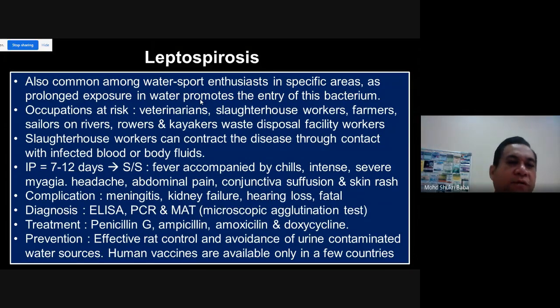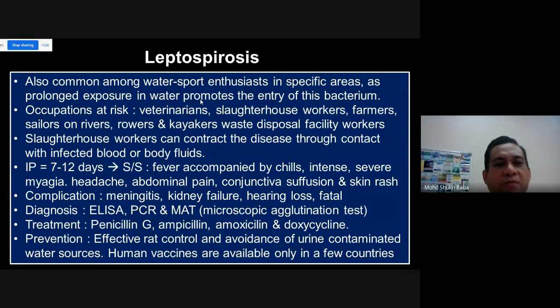So occupations at risk are basically anyone who works as a veterinarian, slaughterhouse worker, farmer, sailor on rivers, rower, kayaker. So be careful, kayakers, waste disposal facility workers and so on. You might have the potential to get leptospirosis as an occupation at risk. Slaughterhouse workers can contract the disease through contact with infected blood or body fluid.